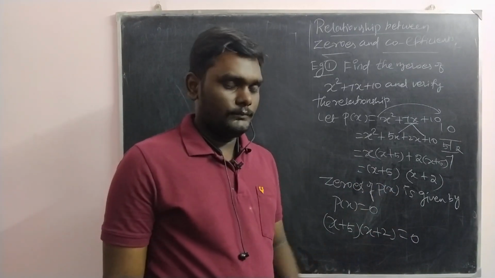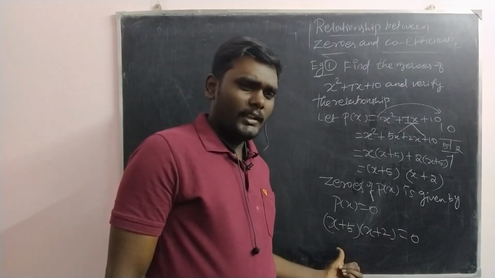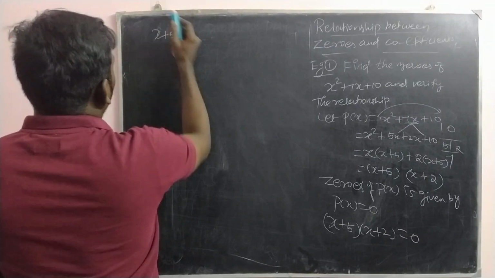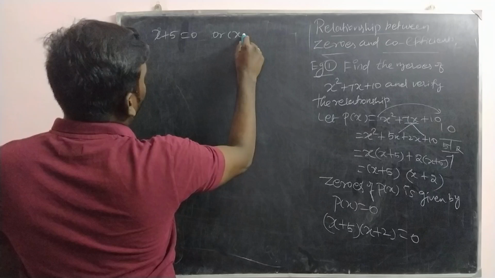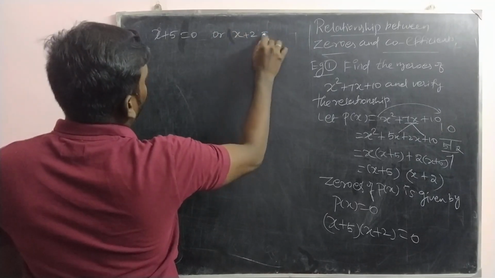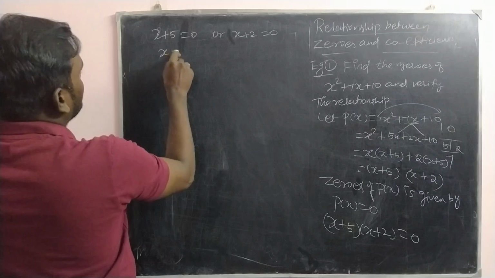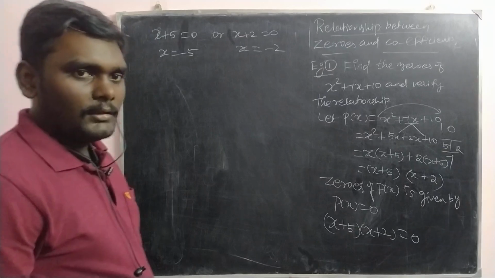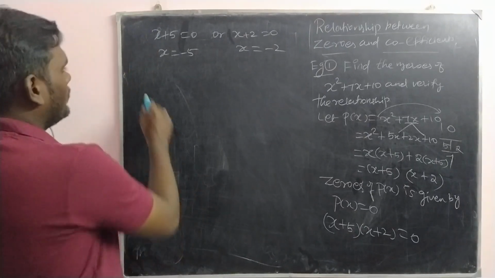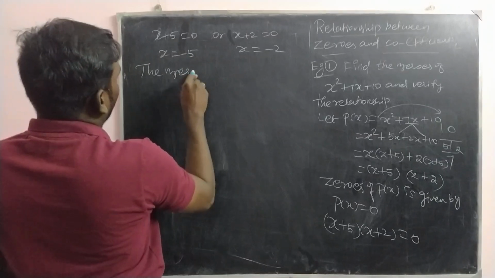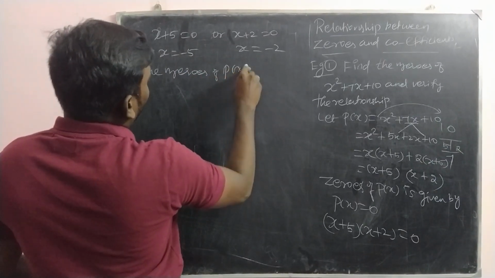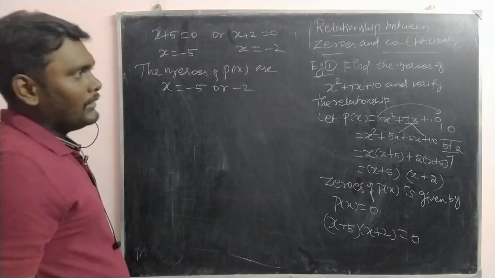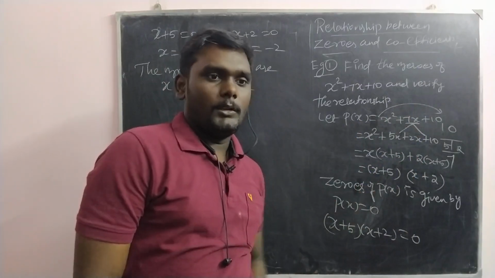Any one of them is 0. Then only the product will be 0. Who is 0 here? We don't know. So it is either x plus 5 equals 0 or x plus 2 equals 0. If x plus 5 equals 0, then x equals minus 5. If x plus 2 equals 0, then x equals minus 2. That is it. So therefore, the zeros of p of x are x equals minus 5 or minus 2. We have answered the first one, find the zeros of the polynomial.